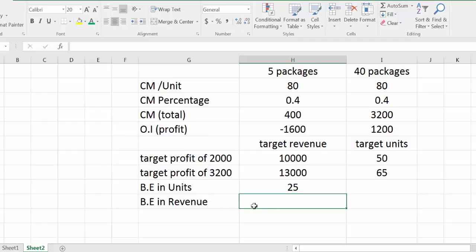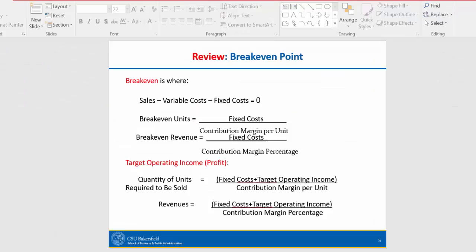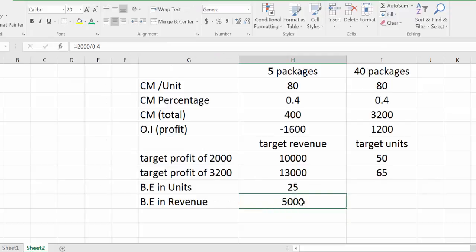So break even in revenue. Okay, so we can apply the following formula. We can divide 2,000 by 40%. So we're looking at 5,000. Okay, the formula is right here. Break even revenue, fixed cost divided by contribution margin percentage. So what I did was I divided 2,000, the fixed cost, by 40%, the contribution margin percentage.